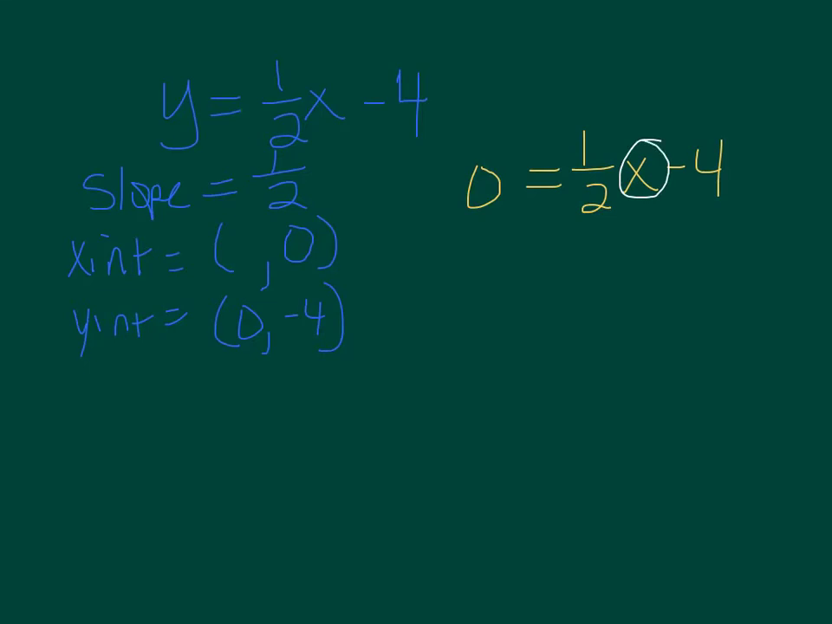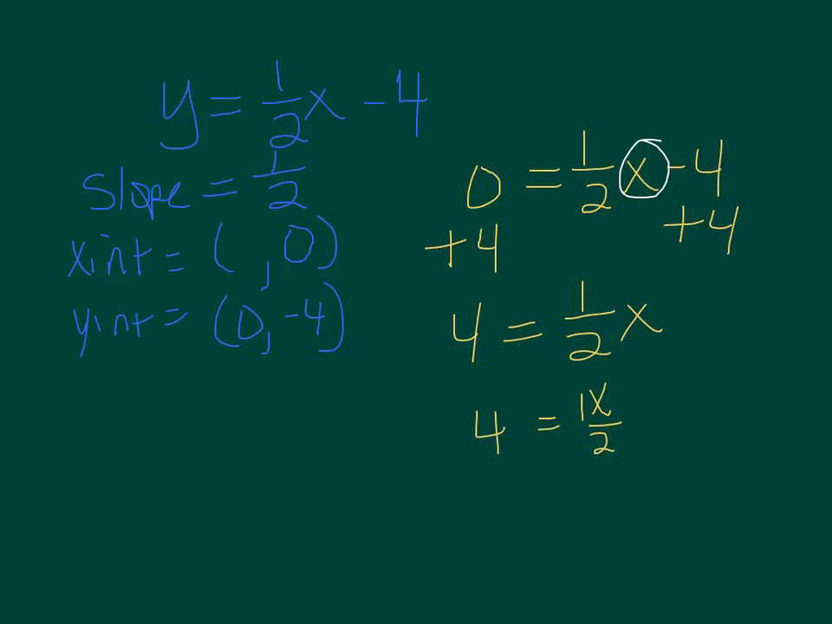Solve for x. So I want to isolate the x, which means I'm going to add 4. Add 4, so I have 4 equals 1/2 x. Now I need to get rid of the 1/2. Remember, this is the same thing as dividing by 2, so I'm going to multiply by 2, and my x-intercept is 8.